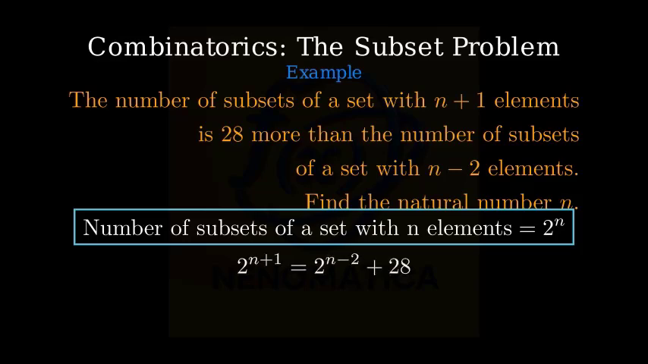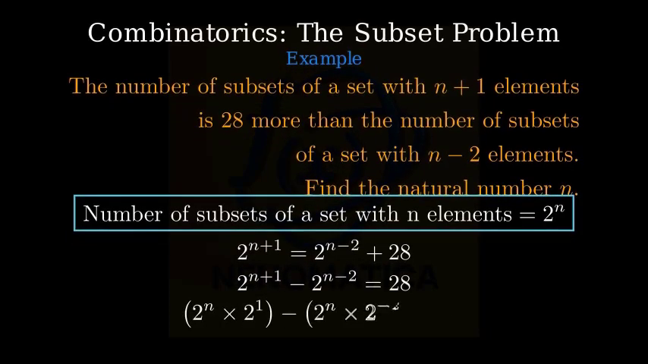For a set with n plus 1 elements, the number of subsets is 2 to the power of n plus 1. For a set with n minus 2 elements, the number of subsets is 2 to the power of n minus 2. Let's rearrange this equation. We'll move 2 to the power of n minus 2 to the left side of the equation. Now, let's rewrite these exponential terms using the laws of exponents.